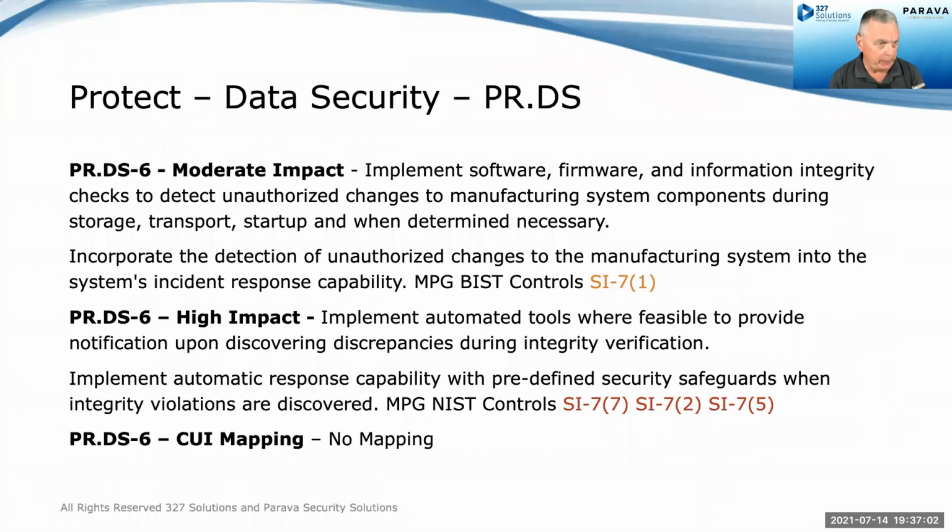For data security, if something has a moderate impact, you'd be implementing software, firmware, and information integrity checks to detect unauthorized changes. There are some NIST controls that would be associated with this at moderate levels of impact and at high levels of impact. Once again, there are no specific controls. There are no CUI mappings for this control that is critical to support your manufacturing processes.